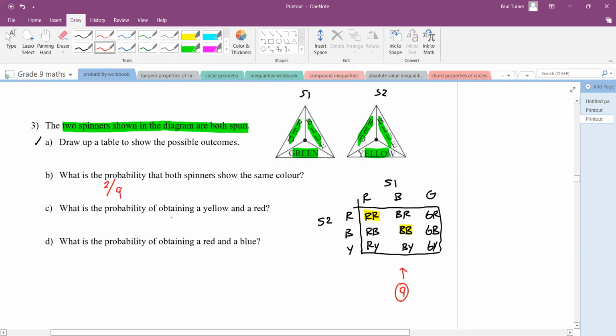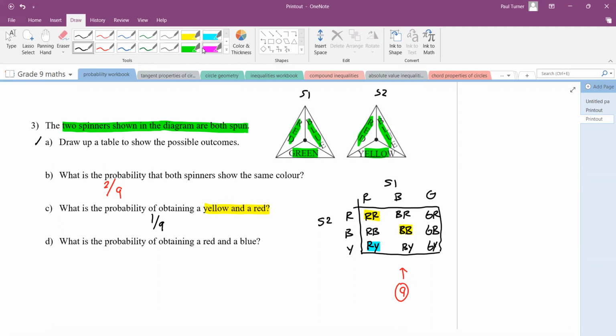Part C, what is the probability of obtaining a yellow and a red? It doesn't say which order, so we need yellow and red. So which ones are yellow and red? Red, yellow. Any more? Yellow, red. No, no more. So 1. So this is going to be 1 out of 9 for that probability.